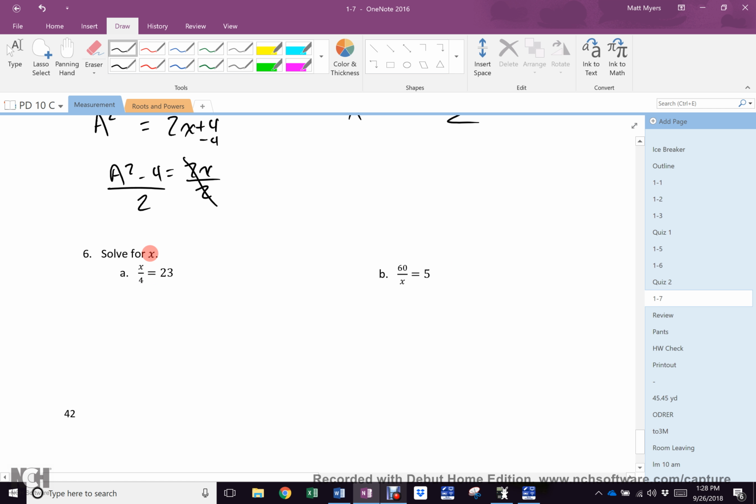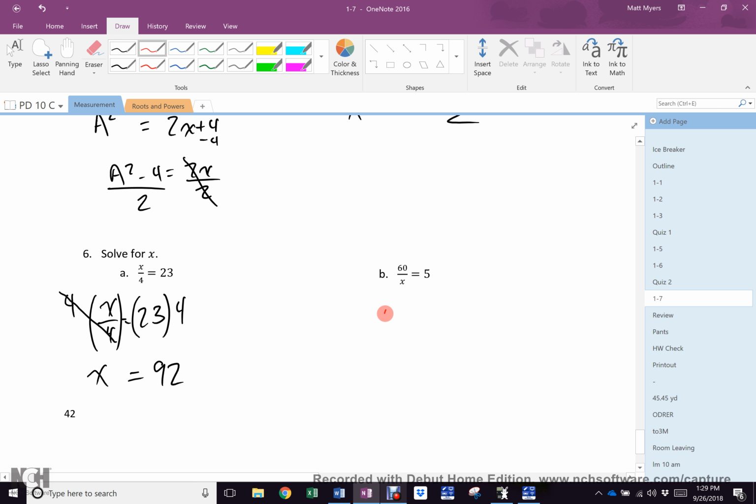And here, isolate x. x over 4 equals 23. That x has a divide by 4 there. I do not like divided by 4, so I multiply both sides by 4. Cancel, x is now alone. Multiply that side by 4, x equals 92.